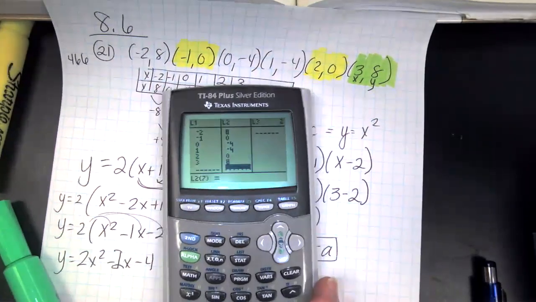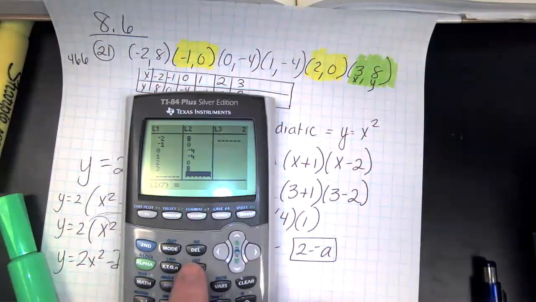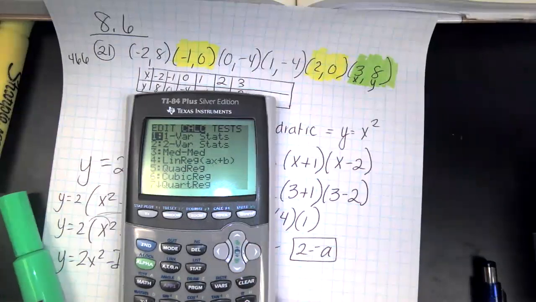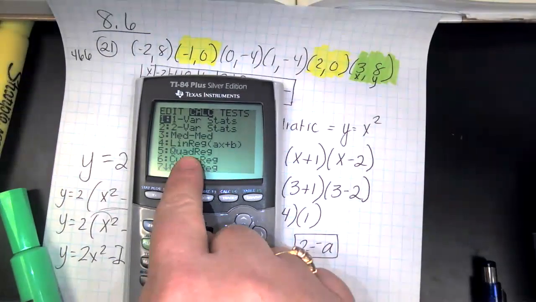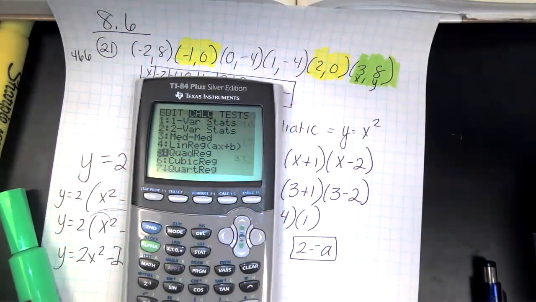okay. And then you identified it as quadratic, so hit stat and go over to calc, and I'm going to go down to quad reg. So here I go. Here I am. Quad reg. I hit enter.